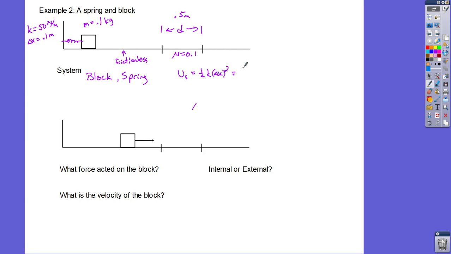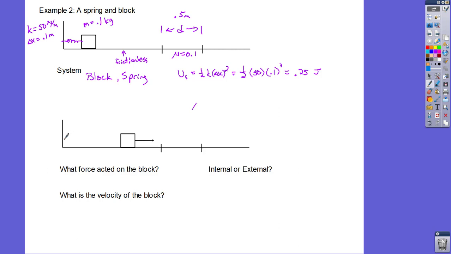Hopefully I pick numbers I can do in my head. So we've got 1/2 times 50 times 0.1 squared. So we're going to have 25 times 0.1 squared, which I believe would equal 0.25 joules of spring energy there. Okay. So now we let it go.